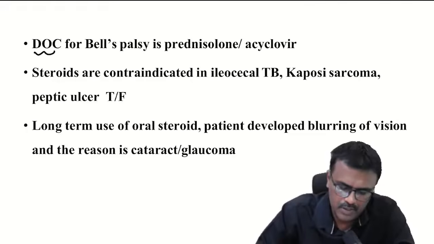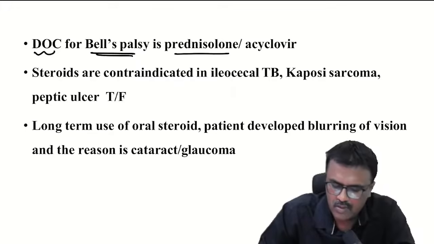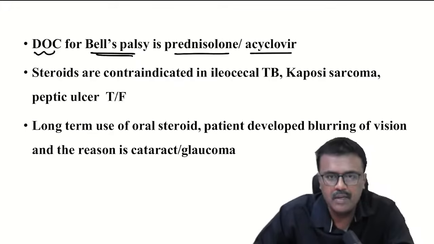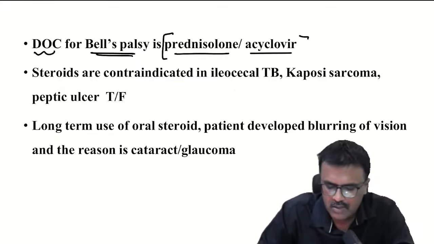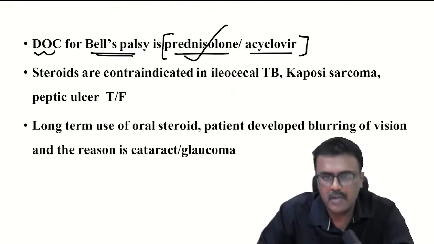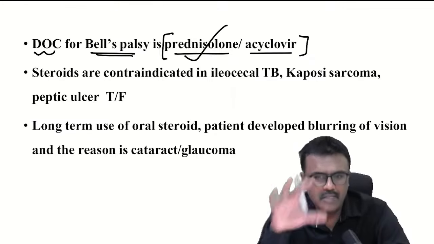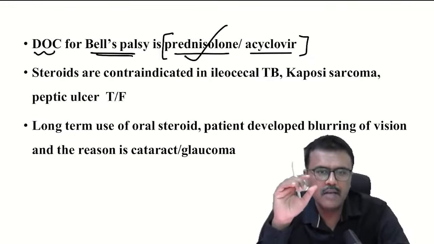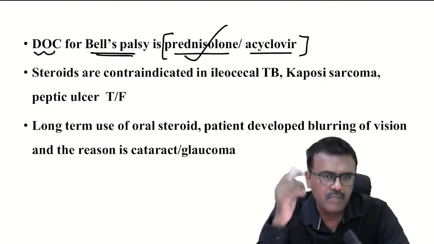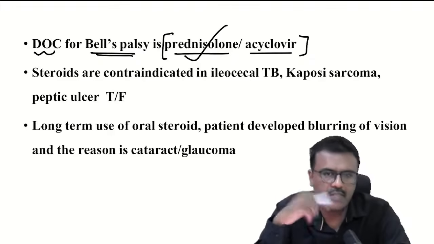Now, drug of choice for Bell's palsy, is it prednisolone or acyclovir? Because you will come across these options, you go for prednisolone. Even though we give acyclovir, the major drug for Bell's palsy is prednisolone. It is mainly the inflammatory process which will affect the facial nerve.